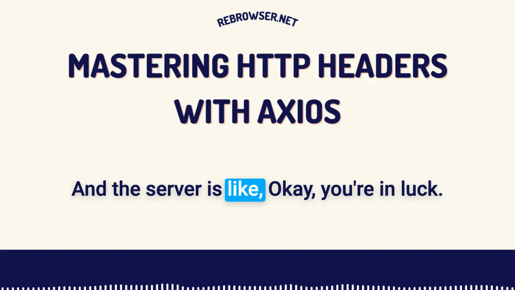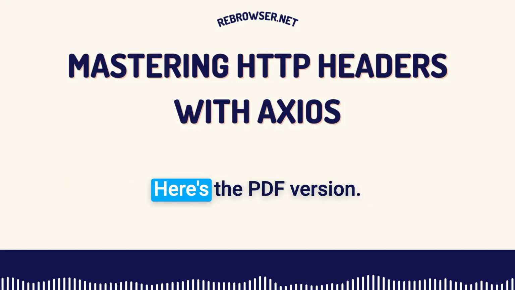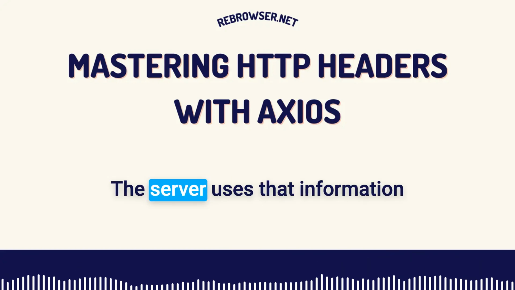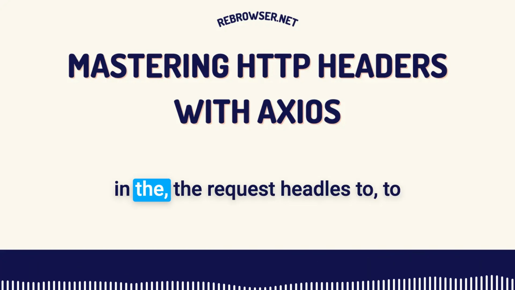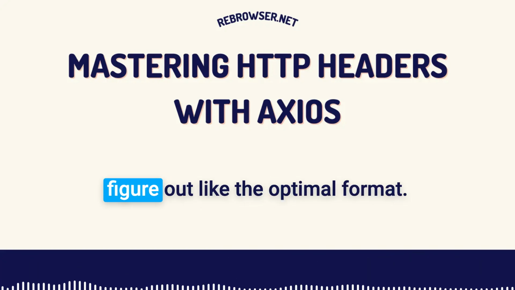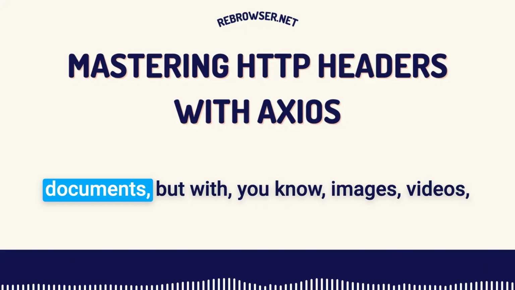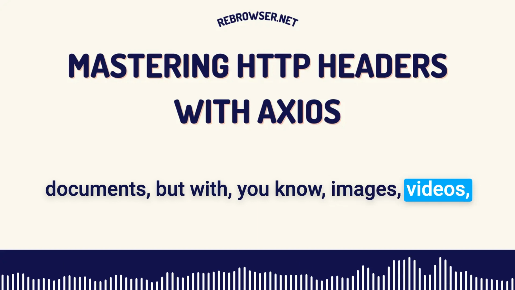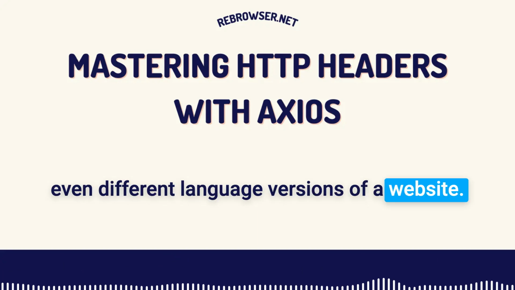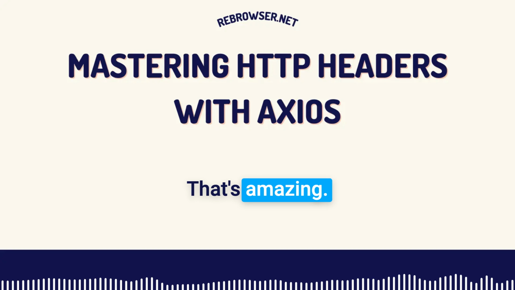And the server's like, okay, you're in luck. I have both. Here's the PDF version. Exactly. The server uses that information in the request headers to figure out the optimal format. And this happens all the time, not just with documents, but with images, videos, even different language versions of a website. Oh, wow. That's amazing.